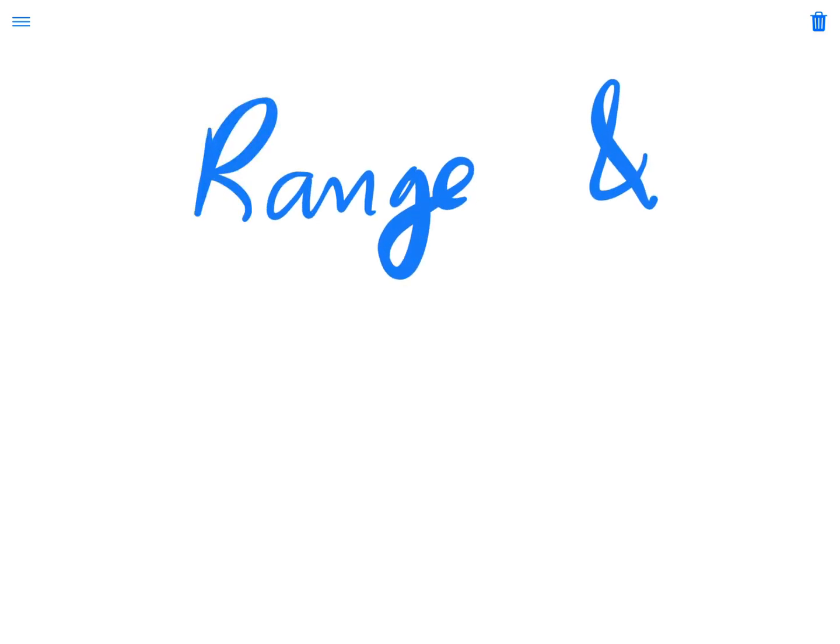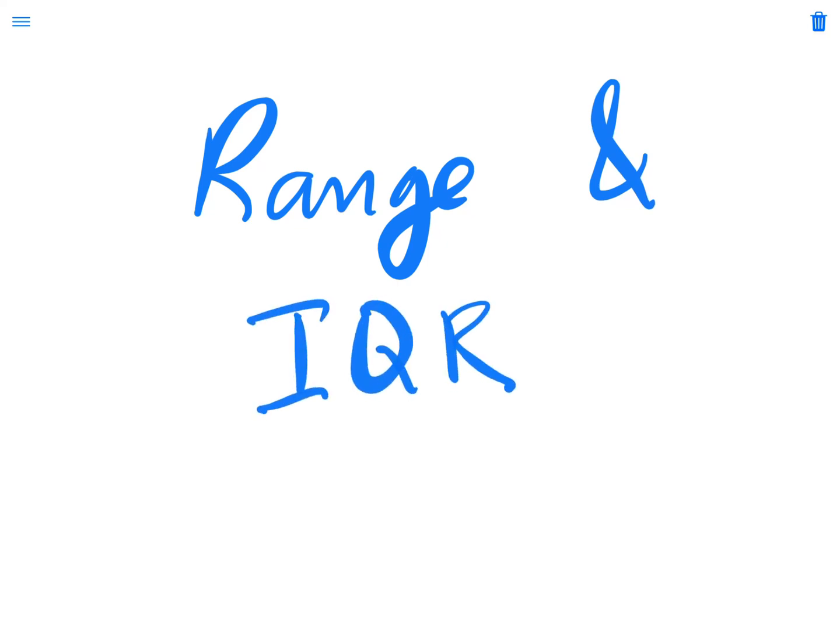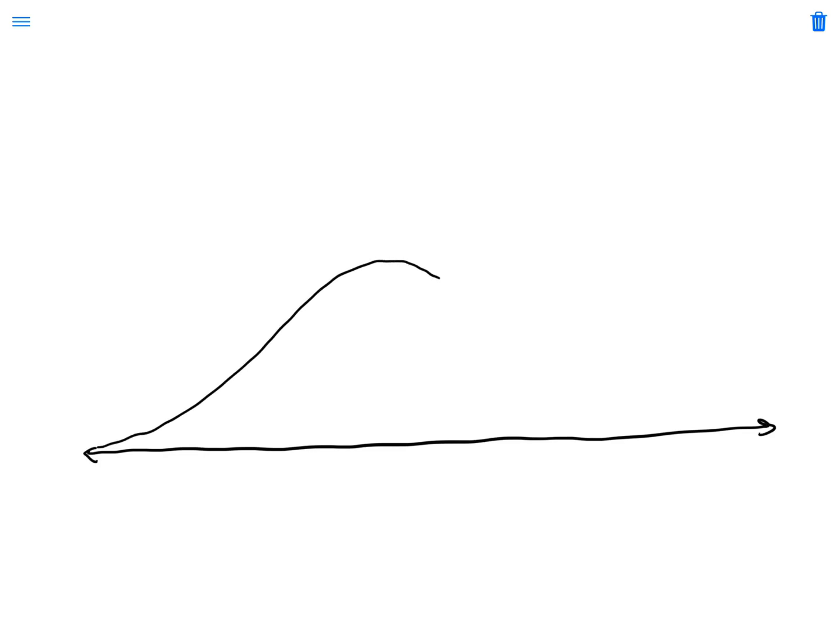All right, let's talk about the range and the interquartile range. Let's look at a number line. Let's say that we have our number line stacked up here. We stack up our data on top of this number line, and we have a central point, but we have one outlier out here at the end.